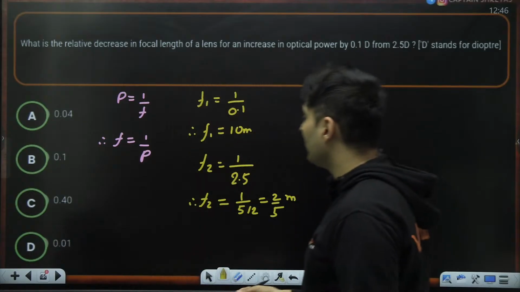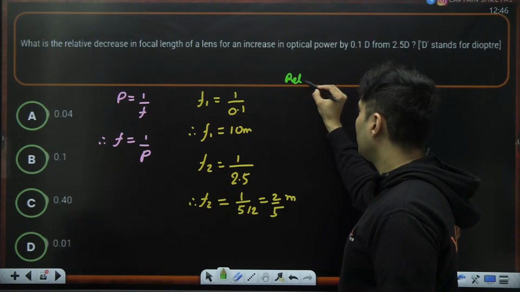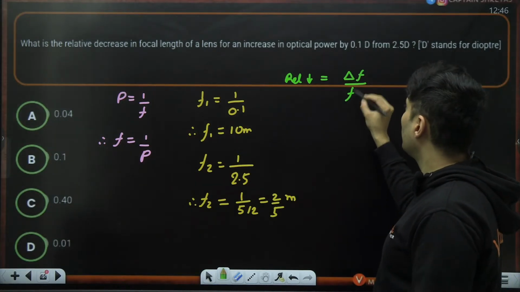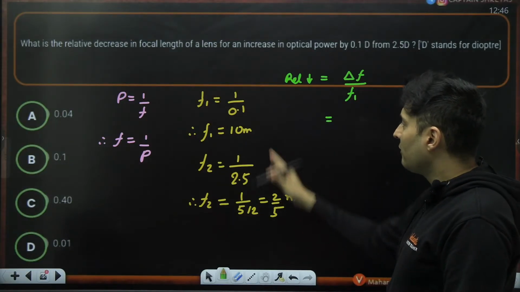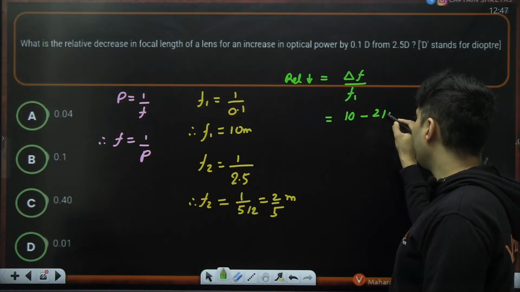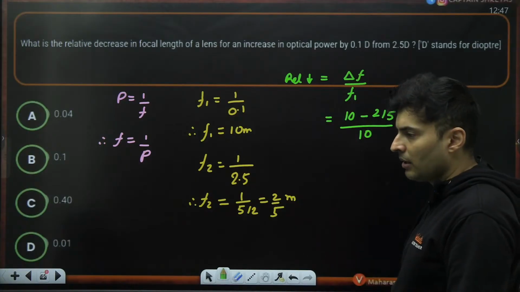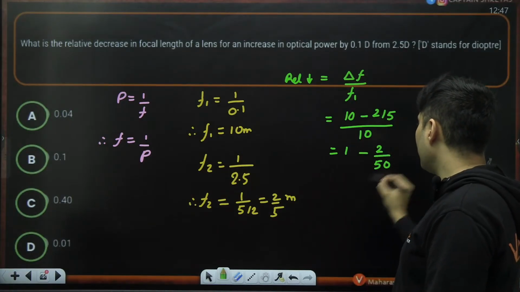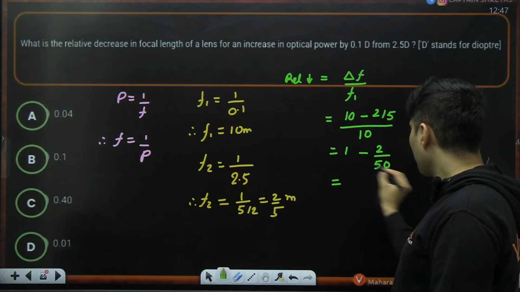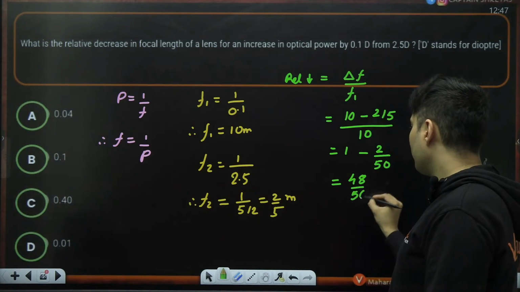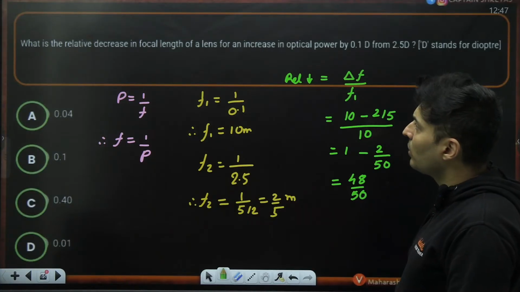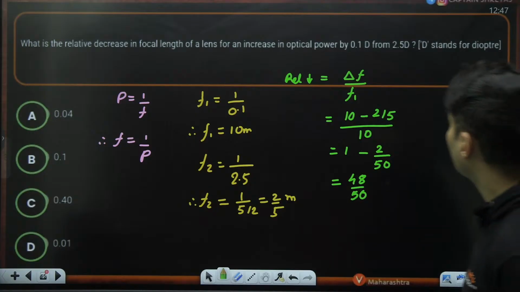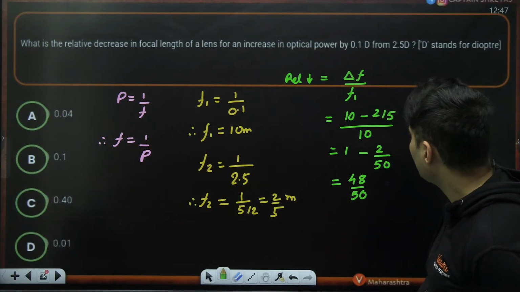But the question is, what is the relative decrease? The relative decrease is the change in the focal length upon the original focal length. Original focal length was f1. Delta f means the difference of these two. So 10 minus 2 by 5 upon the original focal length, which is 10. The 10 will cancel. It will become 1 minus 2 by 50. 50 minus 2 is 48 by 50. Just check this out. What is the relative decrease? That's what they have asked. For a lens 0.1 to 2.5 D, first focal length is 10 meters, second focal length is this much.